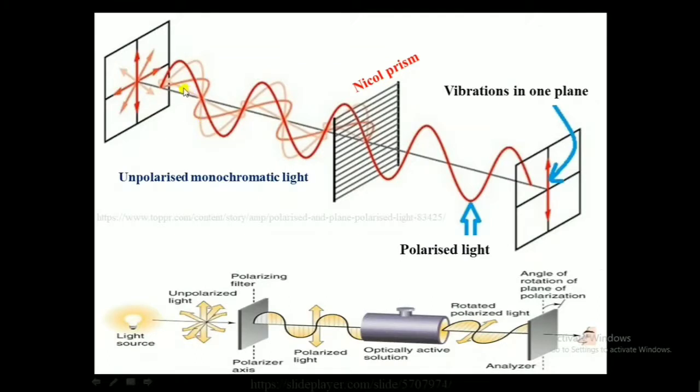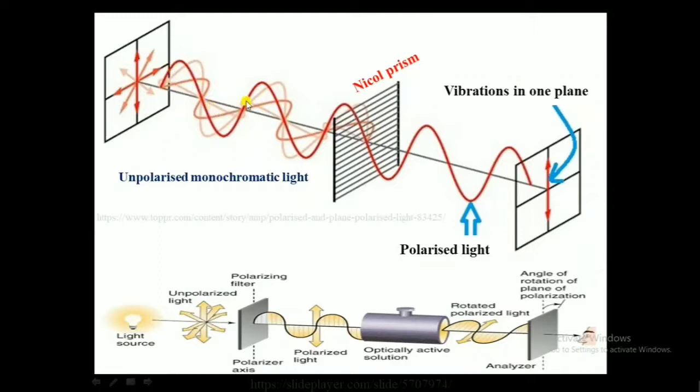Generally, a light wave vibrates in all directions perpendicular to the propagation of the wave. Here you can see that when a light wave travels, its vibration will be in all directions perpendicular to the propagation of the wave. If you take monochromatic radiation, that means radiation which contains only one wavelength. So it's a single wavelength radiation.